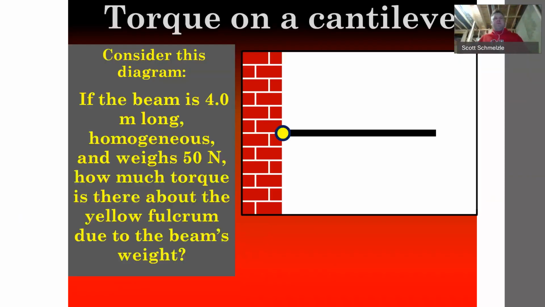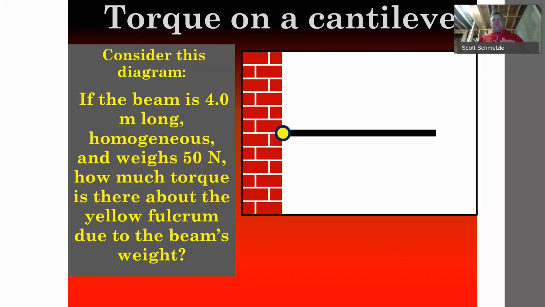Anyway, here we go. Okay, so if the beam is 4 meters long, homogeneous, and weighs 50 newtons, how much torque is there about the yellow fulcrum due to the beam's weight? Now, here again, when we look at this beam, we're still very similar to Brian on a beam. Anytime we talk about that horizontal surface and that beam concept, like we did in Brian on a beam, right?